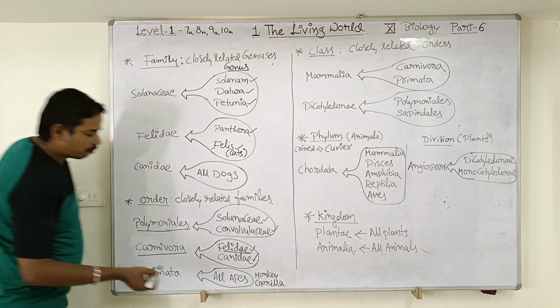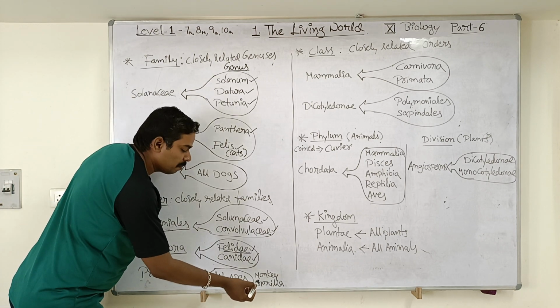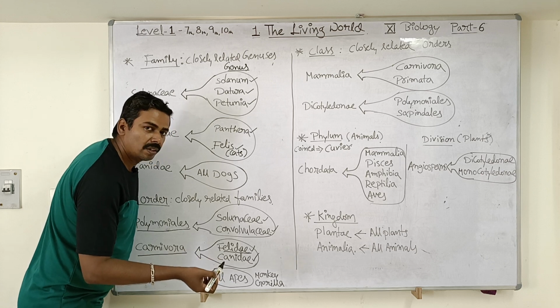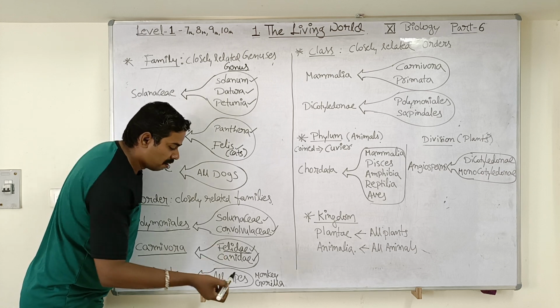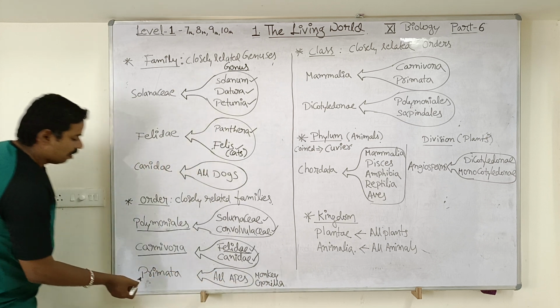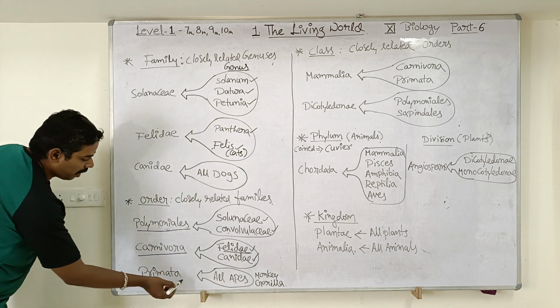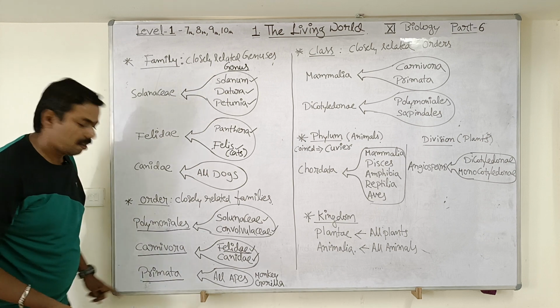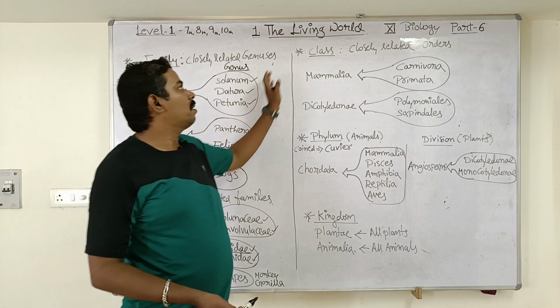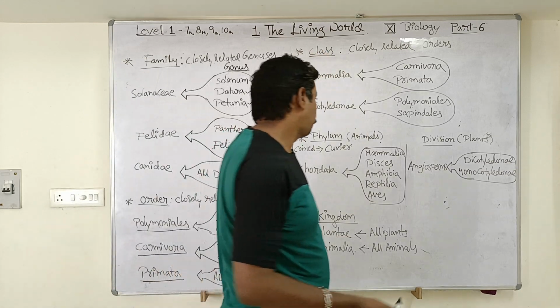Next, coming to apes. What are apes? The animals like monkey, gorilla, gibbon, chimpanzee, orangutan, all these animals are called apes. All the apes are included in a separate order called Primata. What is the order? Primata. Understood, students? Next, move on to the next taxon, class.